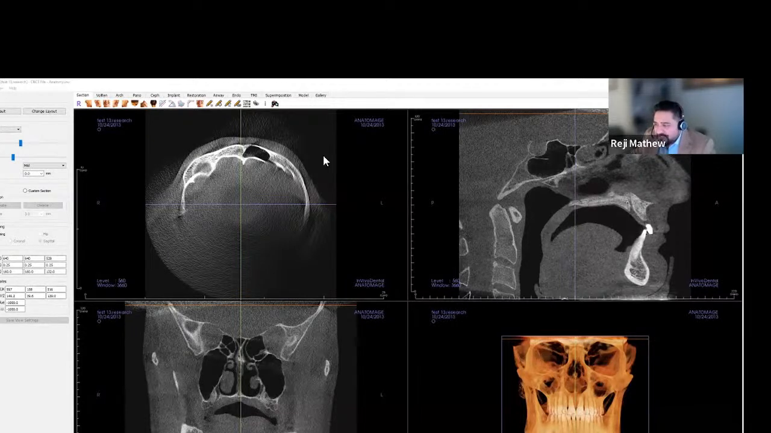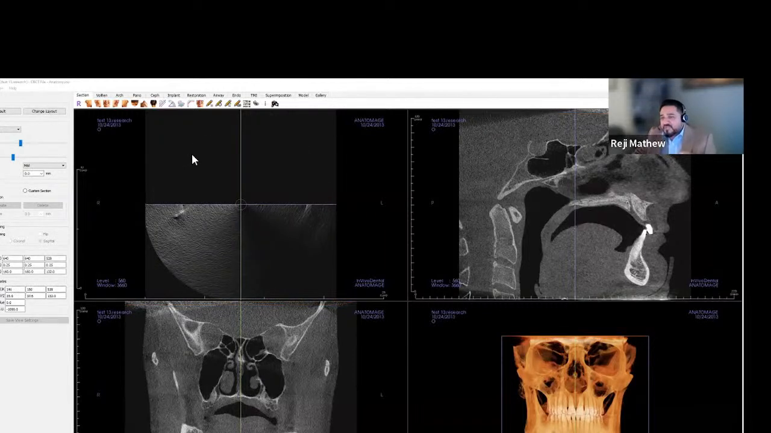There are different softwares in the market, and you probably know about Romexis, Planmeca, OnDemand, tons of software. I heard that Pushpagiri is using Sirona. That is great. So you have all kinds of different softwares. Our school uses this software called InVivo Dental, which is a Californian company which introduced this CBCT software very early on. They didn't make many changes or updates. It was very well made.